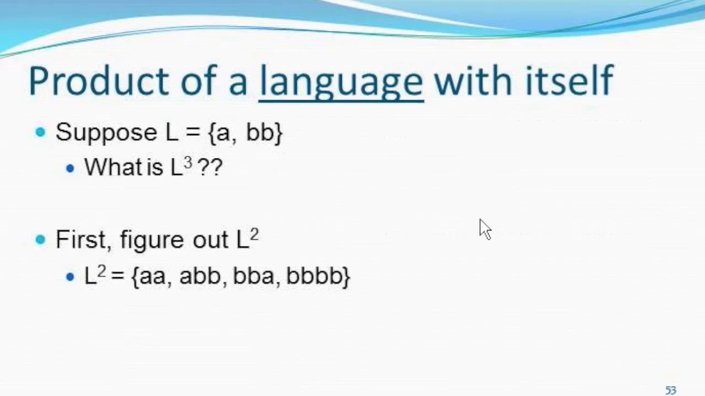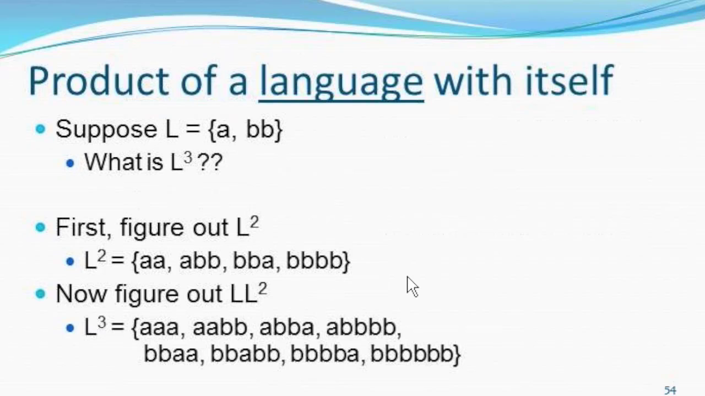So here's how I'd go about doing this. First, I'd figure out L squared. And to figure out L squared, I would take A and put it in front of each of the elements of L. And then I would take BB and I would put it in front of each of the elements of L. And this is what I get.